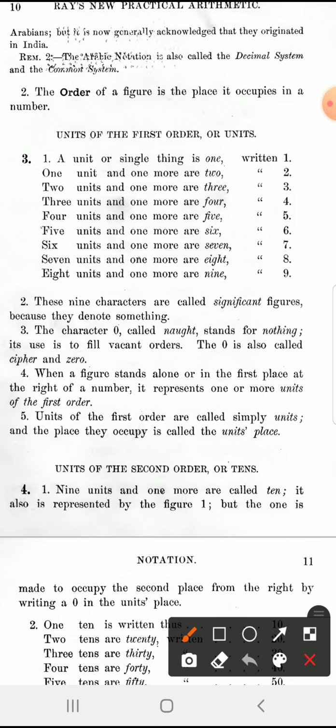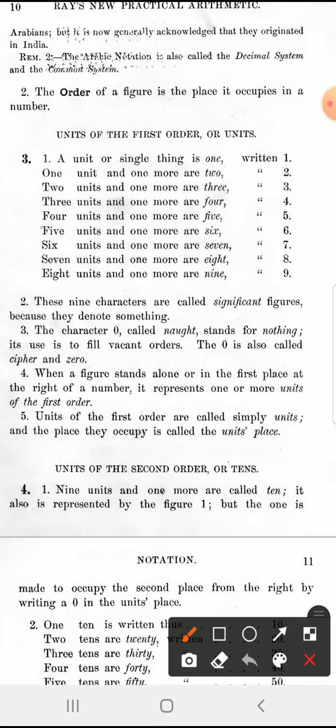In the last lesson, we learned that there are two important ways that figures are used to express numbers in the Arabic system. The first is by the use of 10 different figures, and the second is by changing the places or order of those figures. In this lesson, we're going to begin to study how this is done.